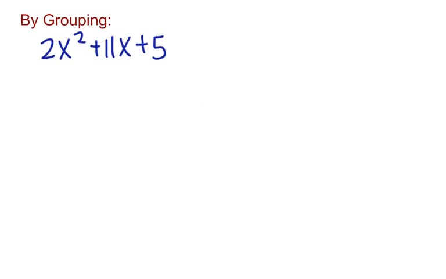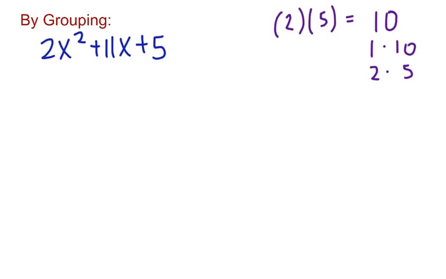So, to do this by grouping, our process will look like multiplying the coefficient on the first term, which is 2, times our last term of 5. And now I need to find factors of this product that add to my middle term. So here we have our product is 10, different ways to multiply to 10, 1 times 10 or 2 times 5. The pair there that adds to the middle term of 11 would just be 1 times 10. Because 1 plus 10 is 11.